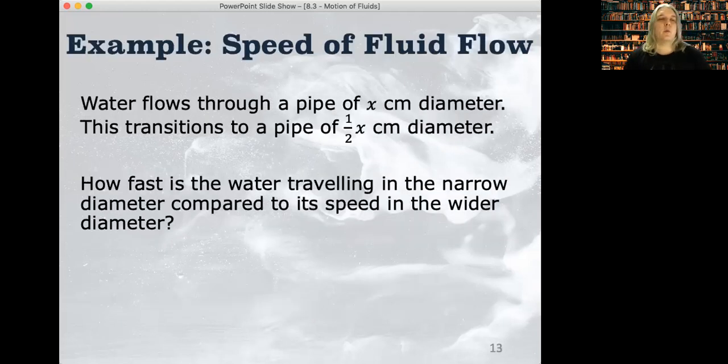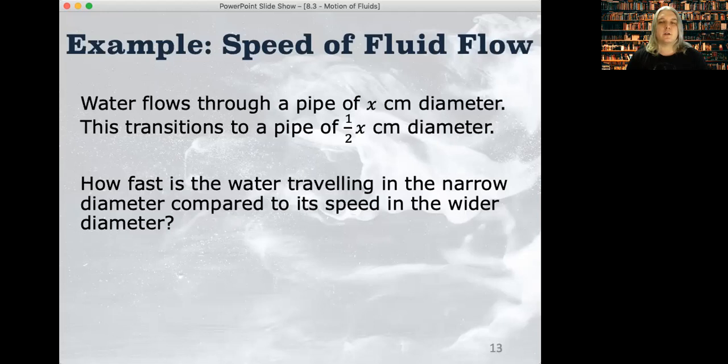So we've got an example. We've got water flowing through a pipe of x centimeters diameter. This transitions to a pipe of half x centimeters diameter. And the question is, how fast is the water traveling in the narrow diameter compared to its speed in the wider diameter? We haven't been given any actual values, but we've been asked to find the speed compared to its previous speed. So we're looking for some kind of ratio or fraction.